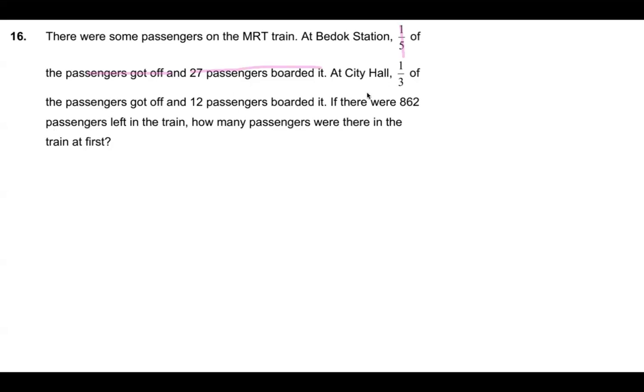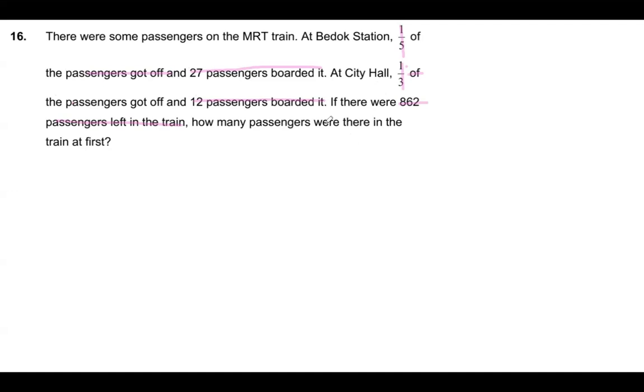Now, at City Hall, 1/3 of the passengers, so this 1/3 of the passengers is inclusive of the 27 passengers that boarded, got off and 12 passengers boarded the train. If there were 862 passengers left in the train, how many passengers were there in the train at first? So how do you solve this?